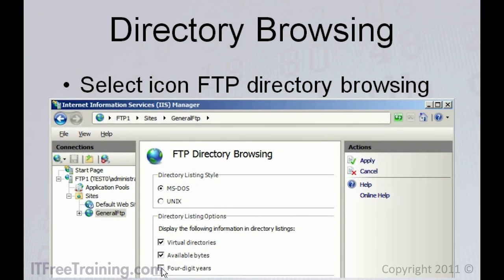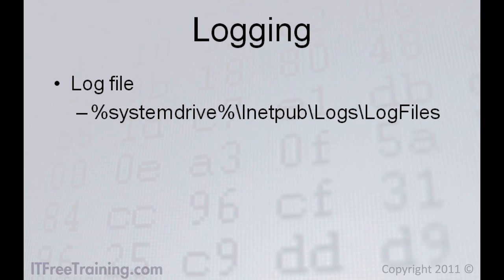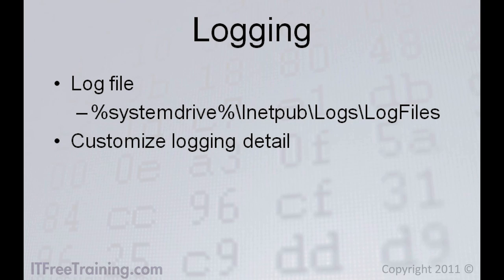Lastly, you can select the option 4-digit years, which will display all years with 4 digits rather than 2. FTP 7 can keep a log file of all the activity that has happened on your FTP server. By default, this log file is stored on your system drive under inetpub/logs/log files. The information stored in these files can be customized to change the information that is recorded. You can also set up rollover details like when new logs are created and how big the log files can become. Let's have a look at log files in action.